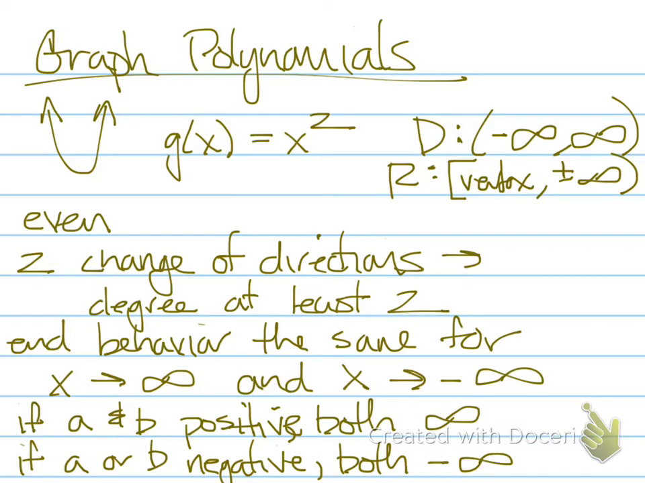Since there's two changes of direction, the degree is going to be at least 2. And the end behavior is going to be the same. As x approaches positive and negative infinity, they're either both going to approach negative infinity or both going to approach positive infinity. All right, so if a and b in your function are both positive, then both of them are going to approach positive infinity. If a or b is negative, then both are going to approach negative infinity.